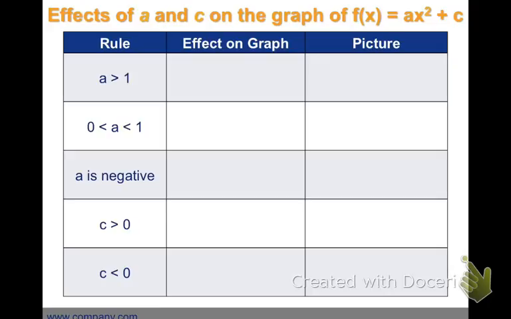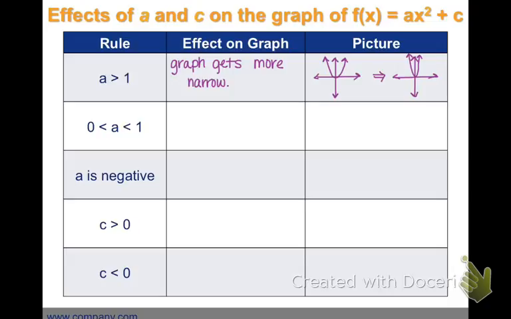Now, when we looked at when a became bigger than 1, you should have noticed that the effect on the graph was that it became narrower than the parent function. So let's go ahead and write that down. So the graph gets more narrow, and then here's a picture. We've got our parent function first, and then when we change it, the sides pull closer together, and it becomes more narrow.